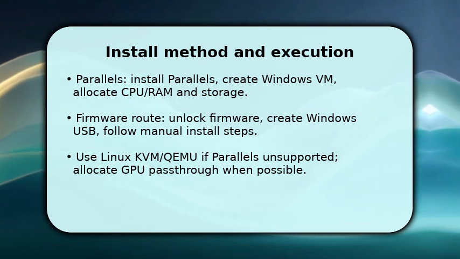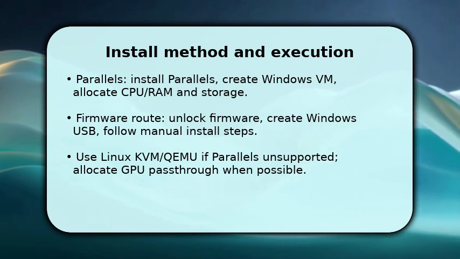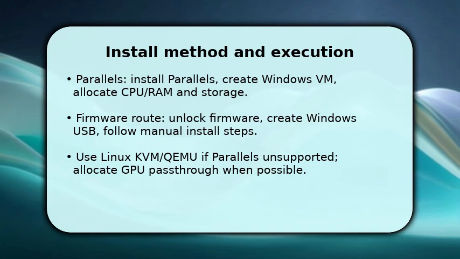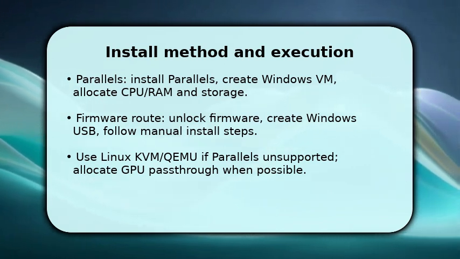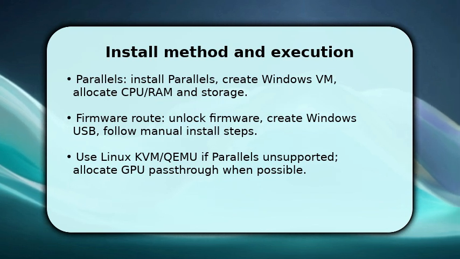If you must install Windows natively, unlock firmware, developer mode, and custom firmware. Boot from the USB installer, partition the drive, and install drivers afterward. Alternatively, set up Linux with KVM/QEMU and a Virt Manager VM for more control.